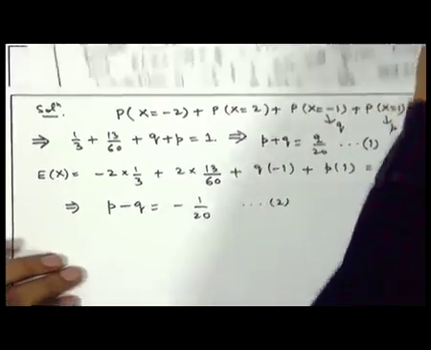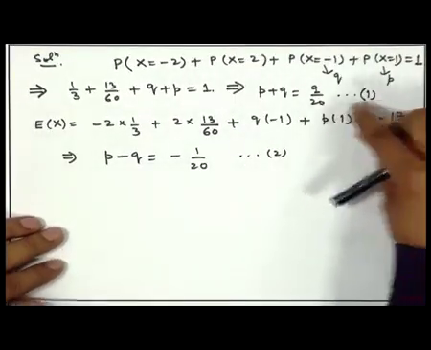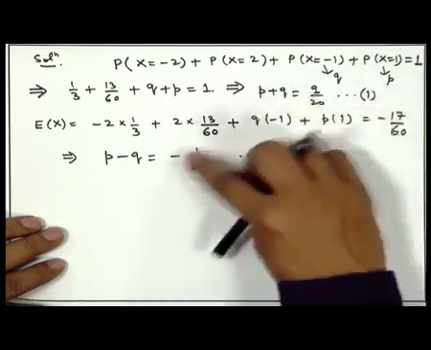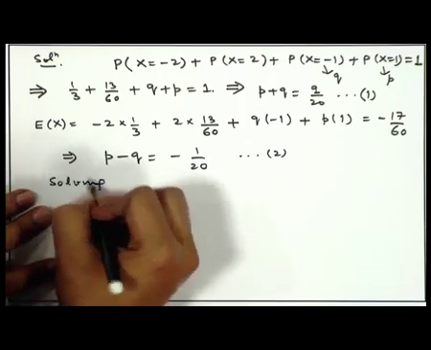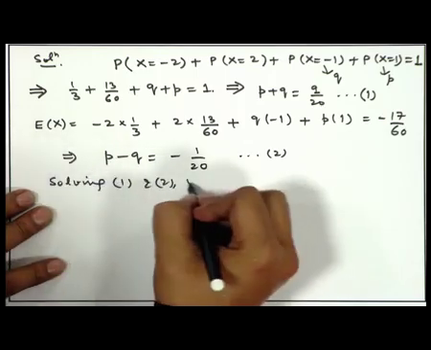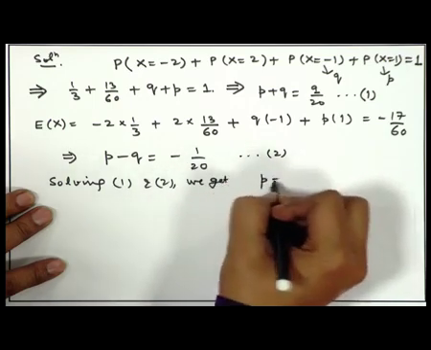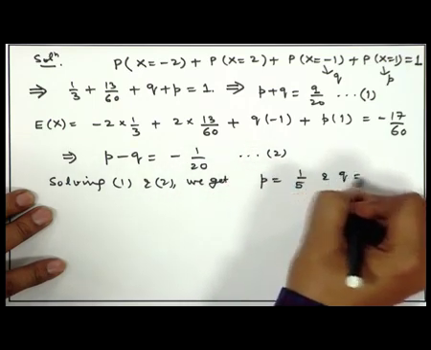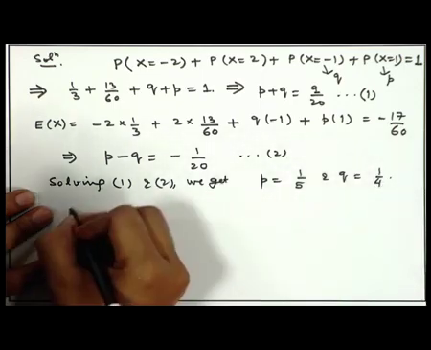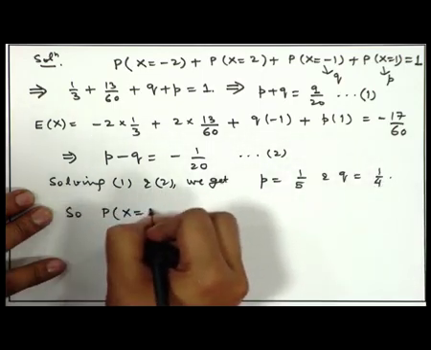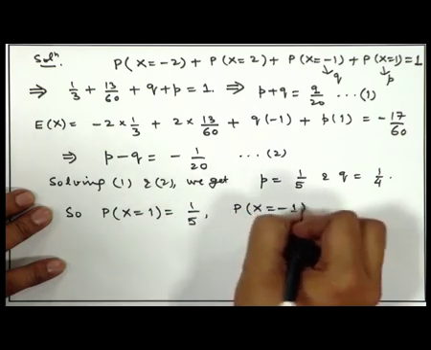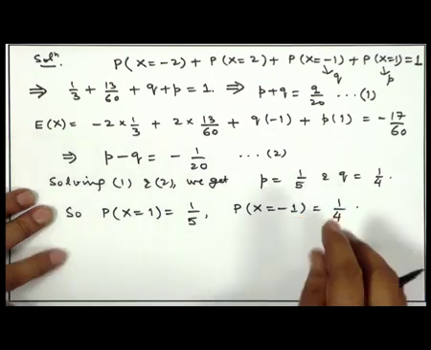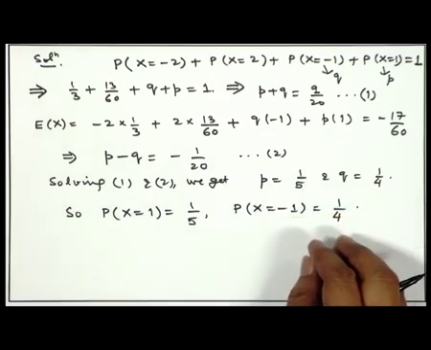So, now we have two relations, that is two equations in p and q. So, we can easily solve them. p is equal to 1 by 5 and q is equal to 1 by 4. So, probability x is equal to 1 in this problem is 1 by 5 and probability x equal to minus 1 is equal to 1 by 4. So, from the given condition we are able to derive the values.